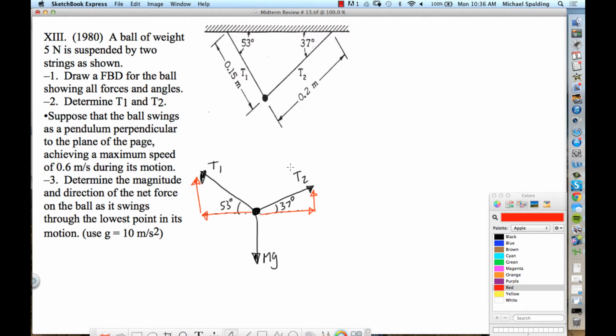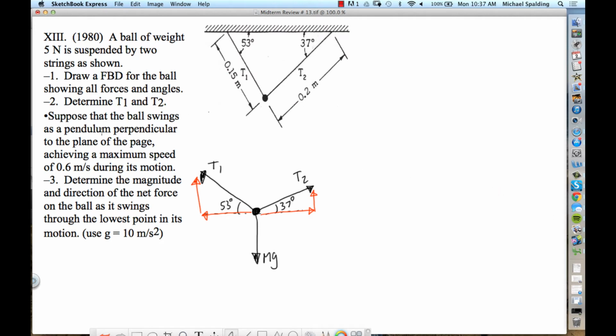Oh, and by the way, don't show components. See these red arrows that I have here? On the AP test and the midterm exam, don't show me the components. You would just want to show the 3 black vectors. Those are the forces. You don't need to draw in the components. I put it in a different color just so it's more clear, but it'd be better to not show it on the AP test. In fact, it says right here, and angles. So show angles.